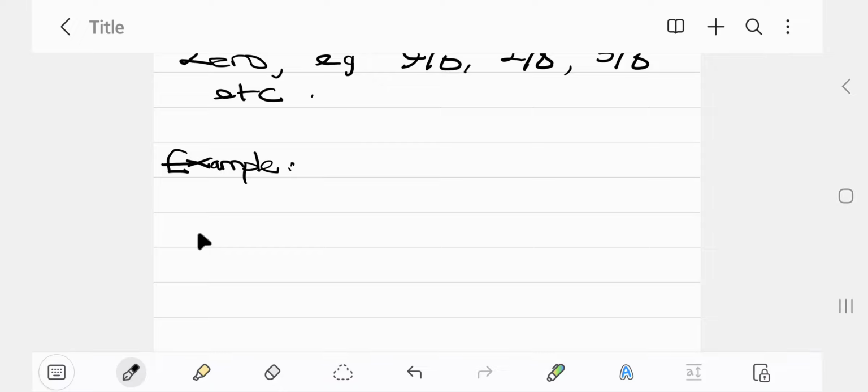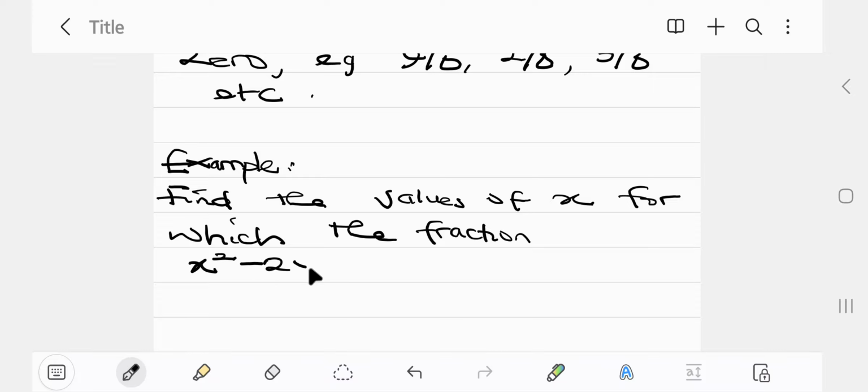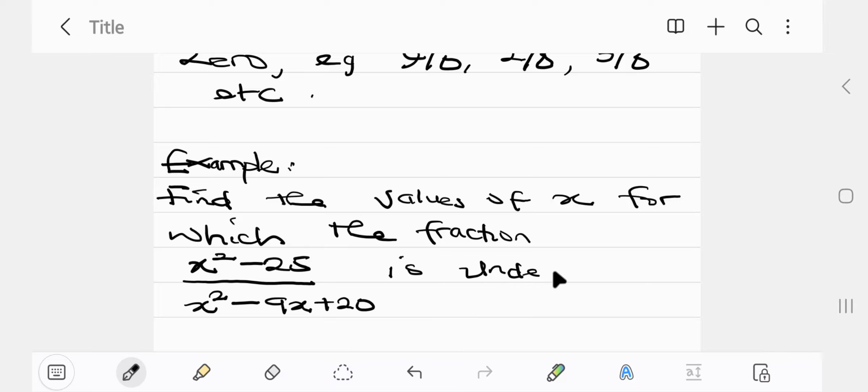All right. Let's say find the values of x for which the fraction, x squared minus 25 divided by x squared minus 9x plus 20, is undefined.